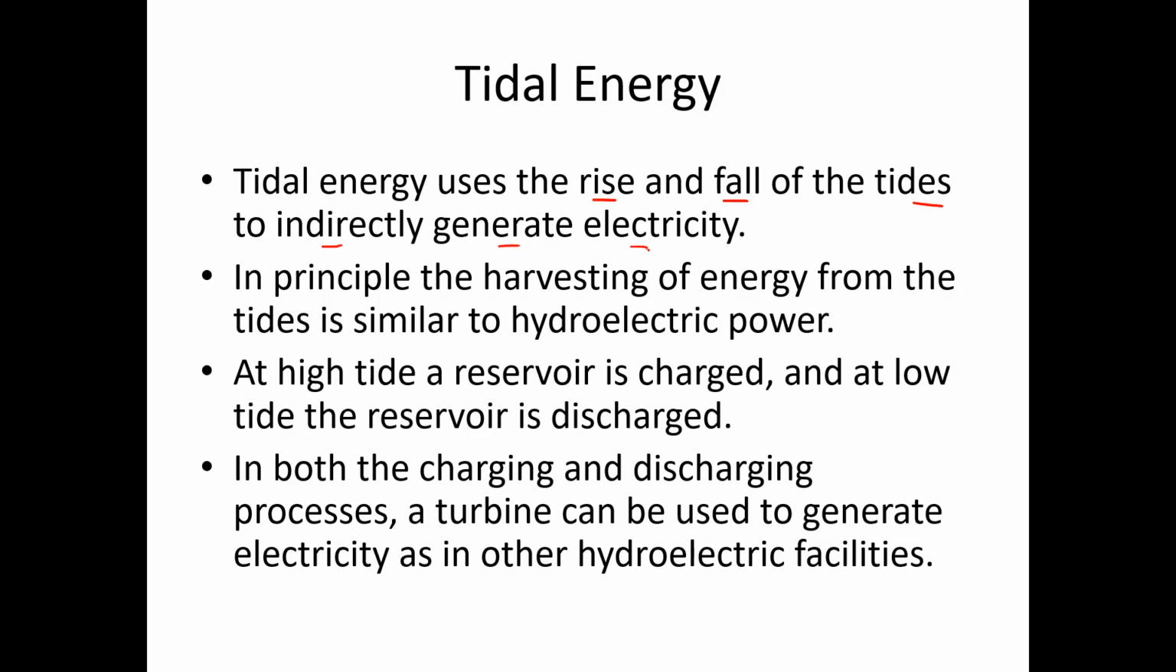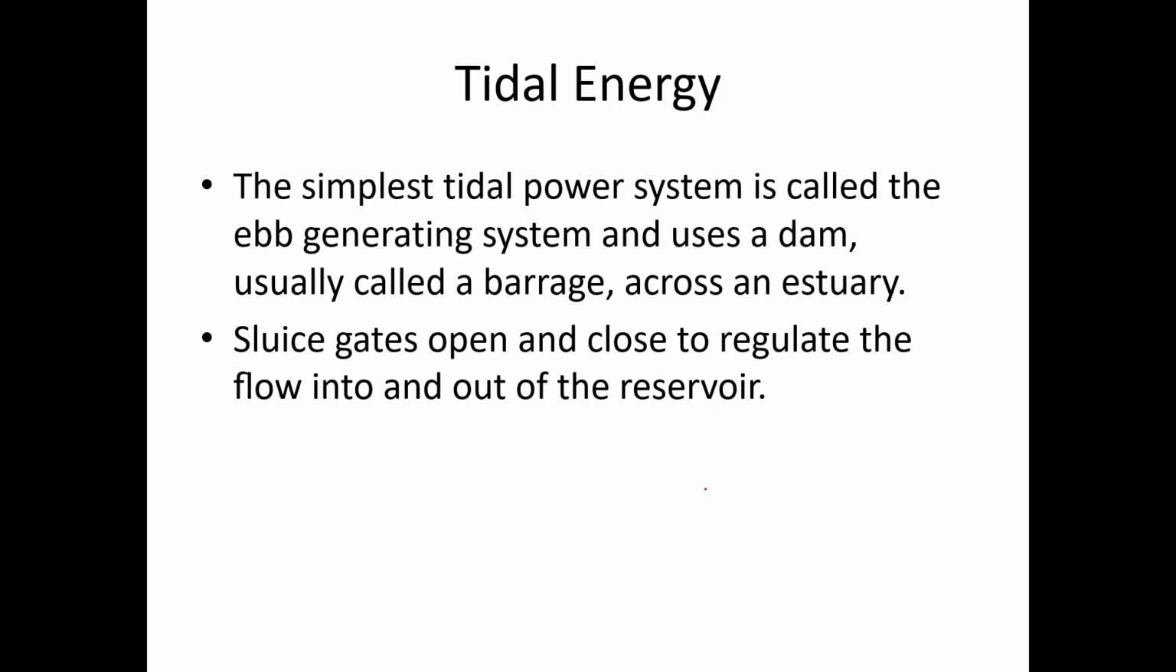In principle, the harvesting of energy from the tides is similar to hydropower. At high tide, a reservoir is charged, and at low tide, the reservoir is discharged. In both the charging and discharging processes, a turbine can be used to generate electricity as much as other hydroelectric facilities do. The simplest tidal system is called the ebb generating system, and it uses a dam, usually called a barrage, across an estuary. The gates open and close to regulate the flow into and out of the reservoir.